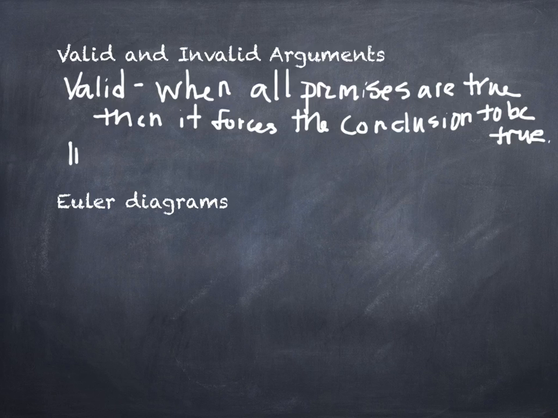The other kind is an invalid argument. An argument that is invalid is not valid. I know that sounds very intuitive, and it is. And it's also called a fallacy.